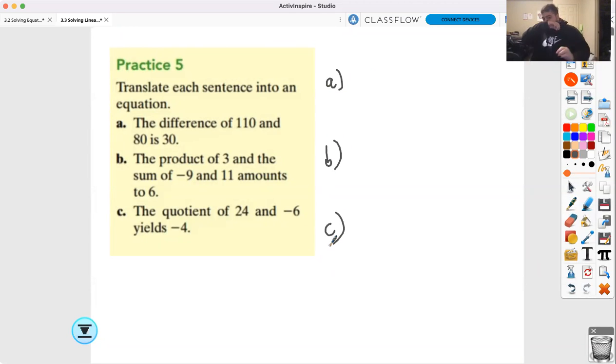So I'll read practice 5. Translate each sentence into an equation. A, the difference of 110 and 80 is 30. B, the product of 3 and the sum of -9 and 11 amounts to 6. C, the quotient of 24 and -6 yields -4.